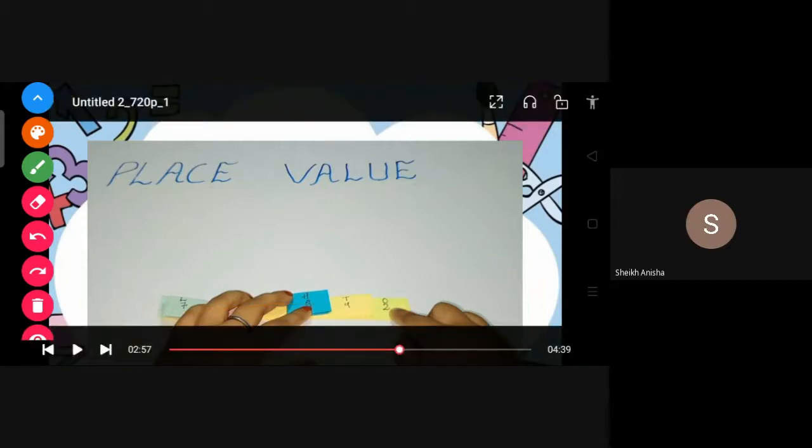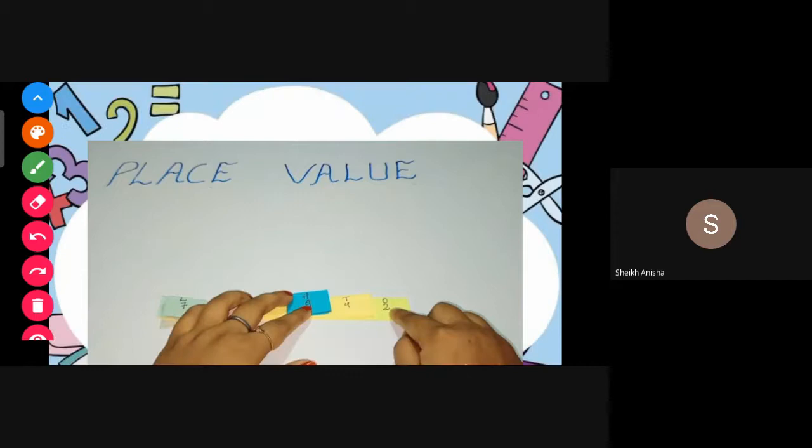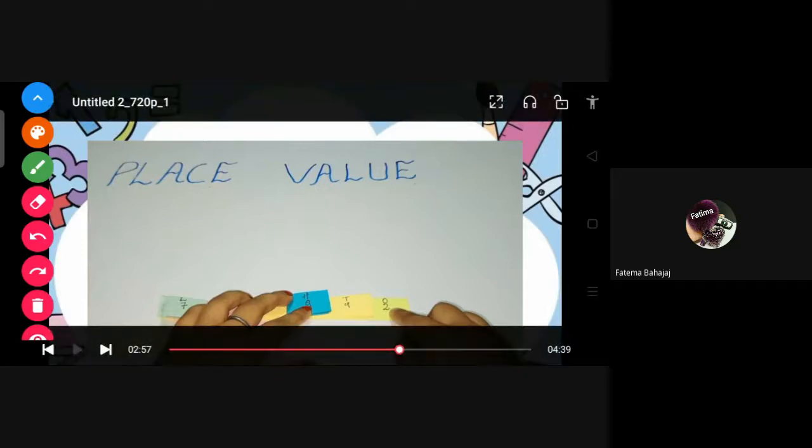Then again, when you open one place value, no? Suppose I want to know the place value of 9. What do you think? It is at the hundreds place, so 900. As it is at the hundreds place, 900. So when you open that, you will get 900. It will be visible.